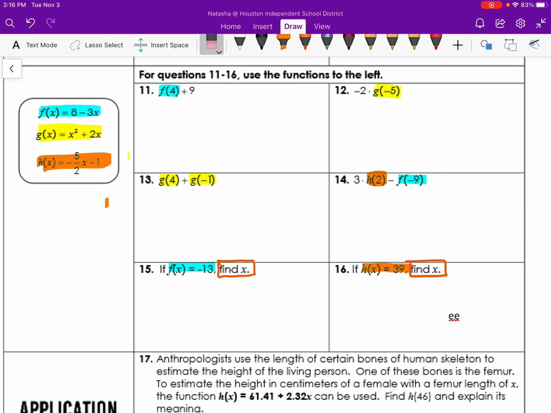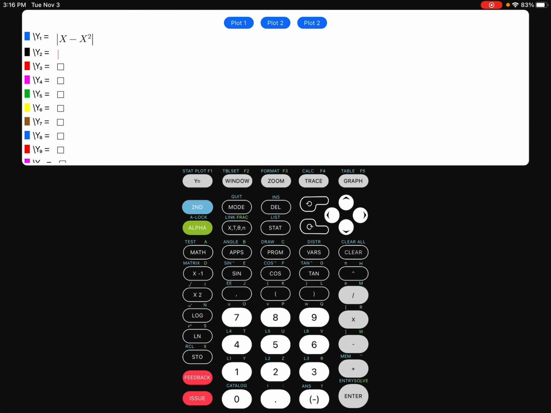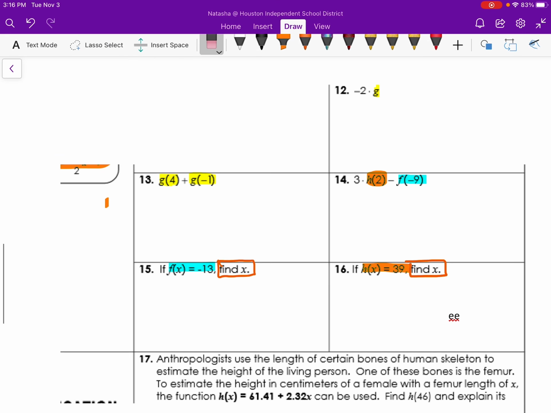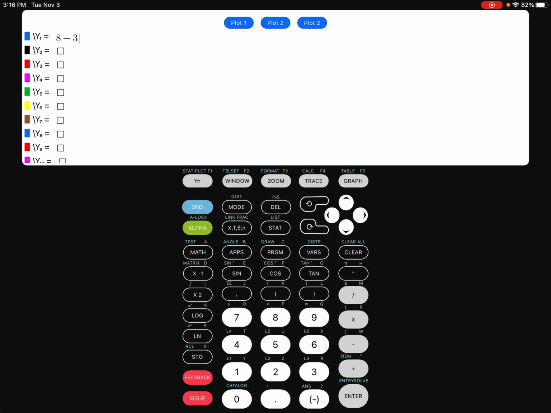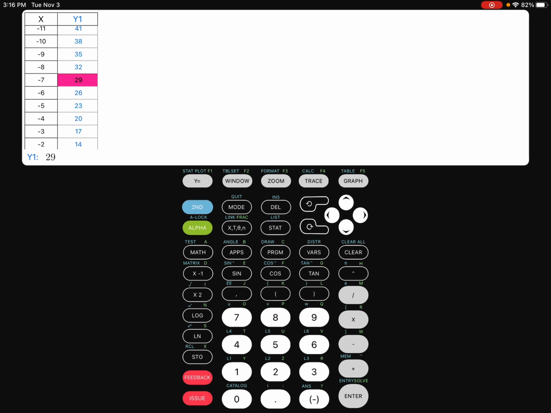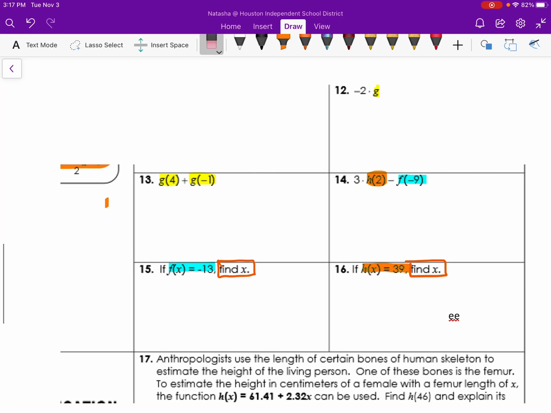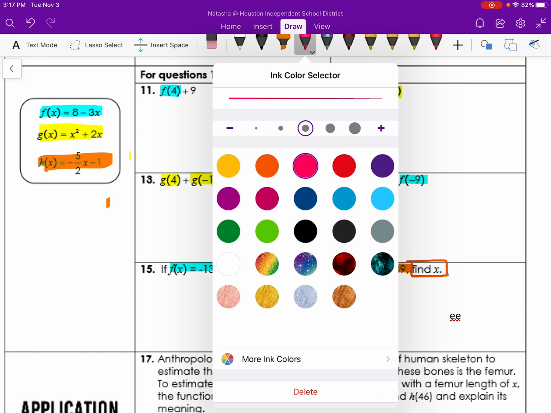All right? So I'm going to put my equation in the calculator. I'm going to go to y equals, and my equation is 8 minus 3x. So 8 minus 3x. And I'm going to graph it. I'm going to be able to find all of my answers for the f's using this table. So our first one is going to be f of 4. We want to find f of 4 first.